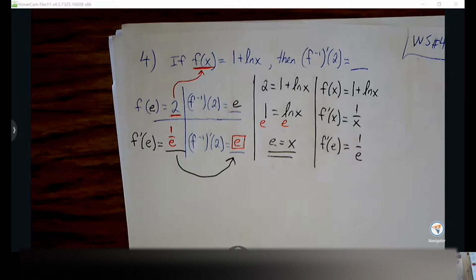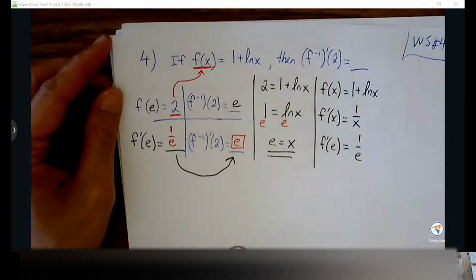All right, good. All right. Okay, let's do some linear approximation. No questions?